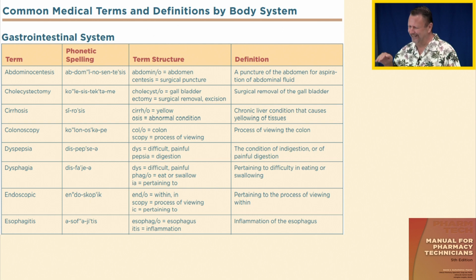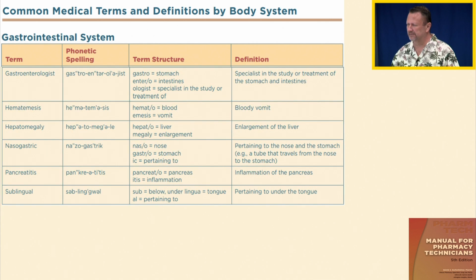Endoscopy means viewing inside of something. And esophagitis is inflammation of the esophagus. Gastroenterologist is a physician who studies the gastrointestinal system. Hematemesis means to vomit blood. Hepatomegaly means enlargement of the liver.